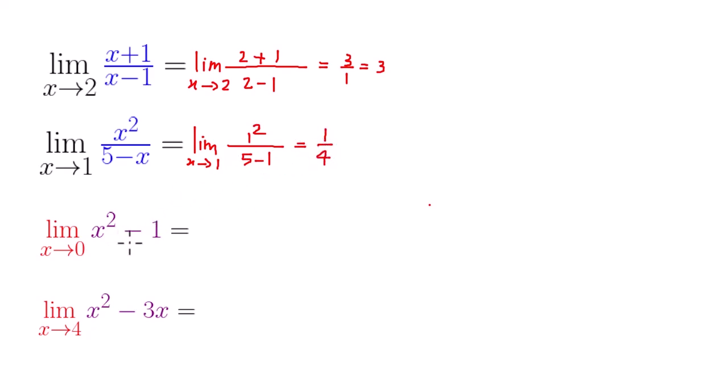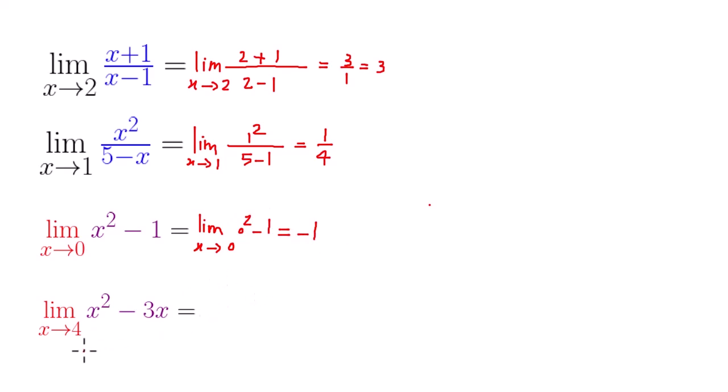And the next one is a polynomial, x squared minus 1. What's the limit of x squared minus 1 as x approaches 0? Another time, we need to substitute 0 into this expression. So we have 0 squared minus 1, which is negative 1.